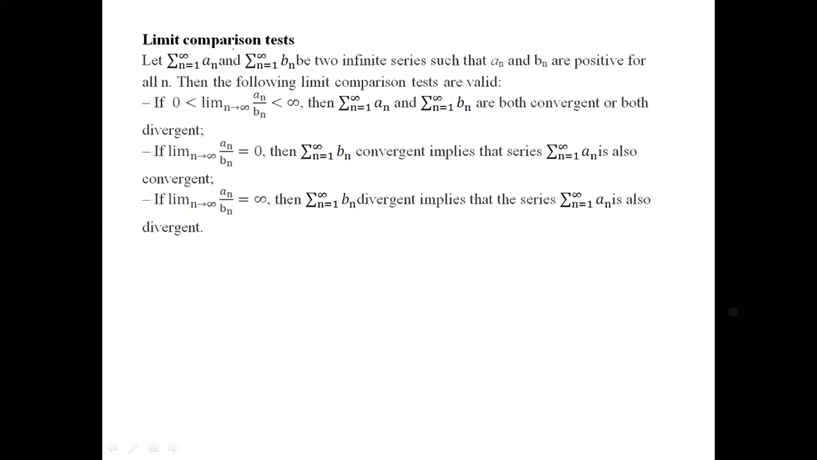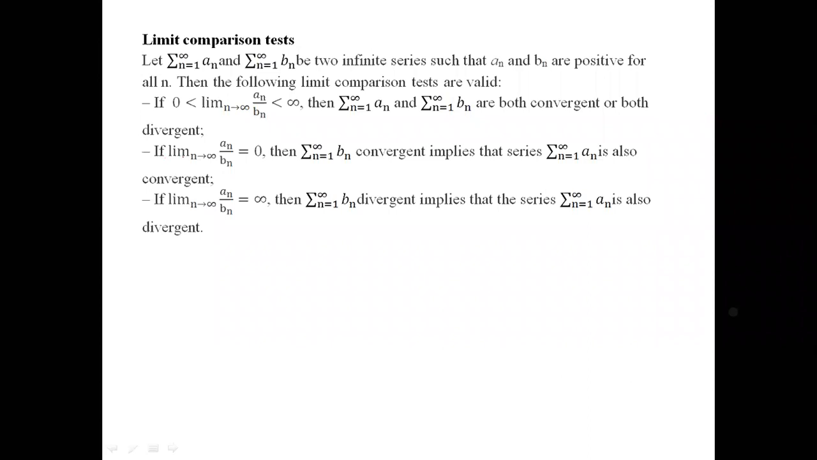Let's look at the limit comparison test. Let sigma an and sigma bn be two infinite series such that an and bn are positive for all values of n. Then the following limit comparison tests are valid. Number 1, if the limit of the quotient of an and bn falls between 0 and infinity, then sigma an and sigma bn are both convergent or both divergent.